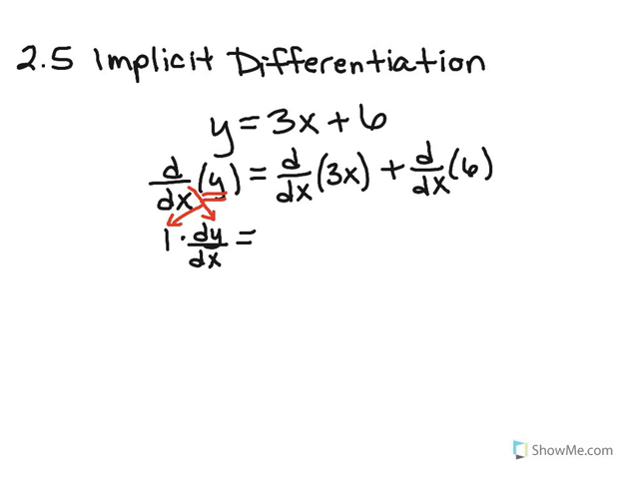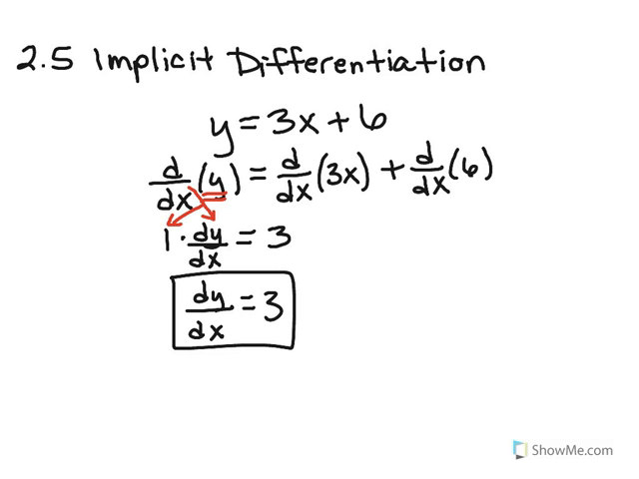Now, on the other side, we are taking the derivative with respect to x of 3x. And since those are in the same term, I can just differentiate as normal. So the derivative of 3x is 3. And then over here to the right, d/dx of 6, well, the derivative of any constant is 0. So I'm going to take a look at this because what I want to solve for is dy/dx. So 1 times dy/dx is very simply dy/dx, and it's equal to 3, and that is my solution. That's what I want it to look like.